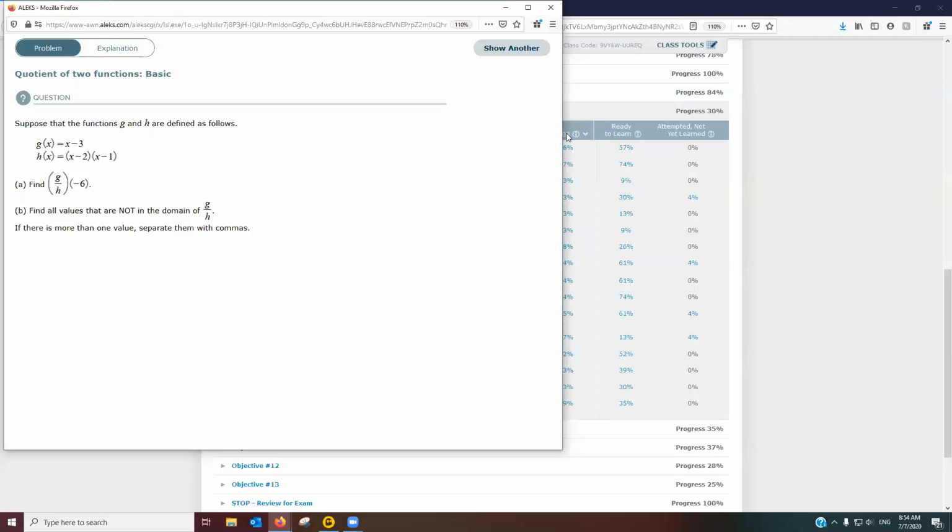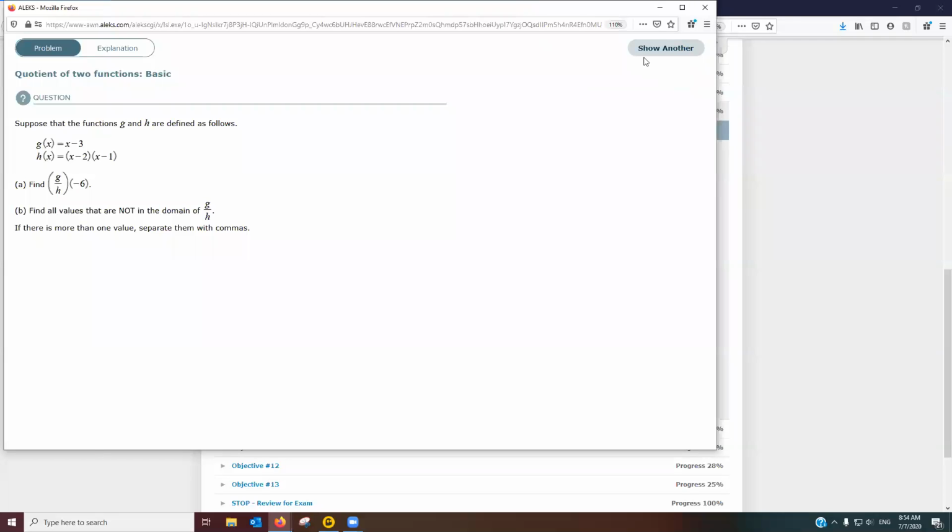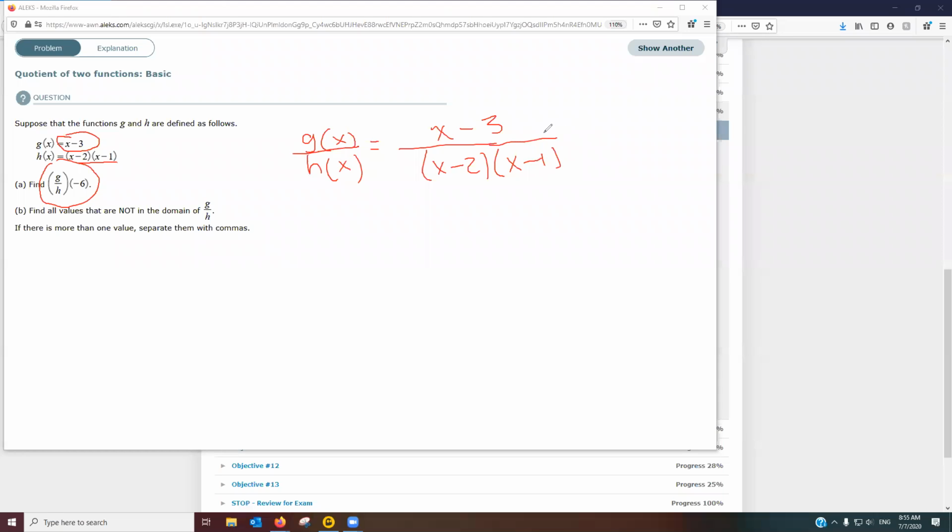So what I'm noticing in this example is, let me set this up here. They're asking me to first set up g of x on top and h of x on the bottom. So to set up this fraction, on the top, g of x is defined as x minus 3. On the bottom, h of x is defined as x minus 2 times x minus 1. So I'm going to write this function as a quotient. Again, that just means set it up as a division, which I can write as a fraction.